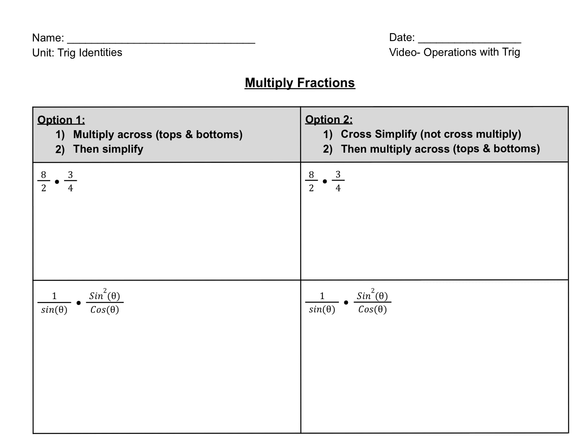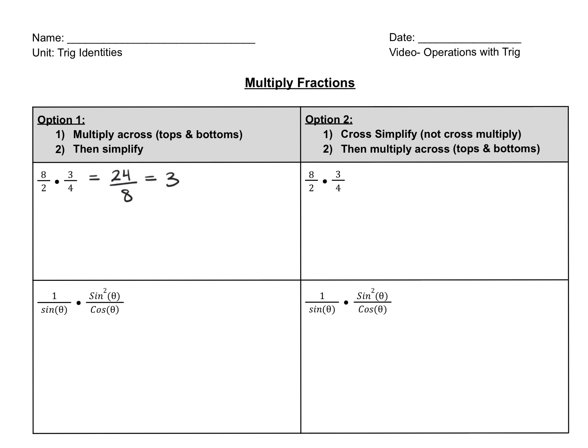So if you take a look at this first example, if we do it that way, we can do tops with tops. 8 times 3 is 24, and then 2 times 4 is 8, and that simplifies to 3. Another way to do this is to cross simplify, not cross multiply, cross simplify. What that means is anything on top with anything on the bottom can be simplified. So I'm always going to try a cross.